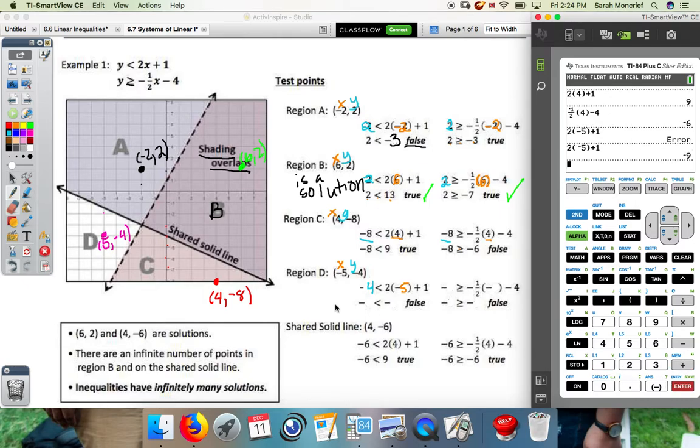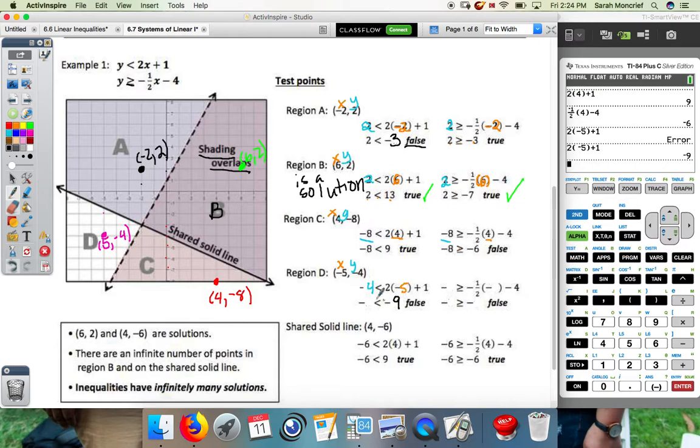And what do we get? We get negative 9. So we have negative 9. And did anything change about this negative 4? No, so bring it down. So is negative 4 less than negative 9? No, so this one's not true.